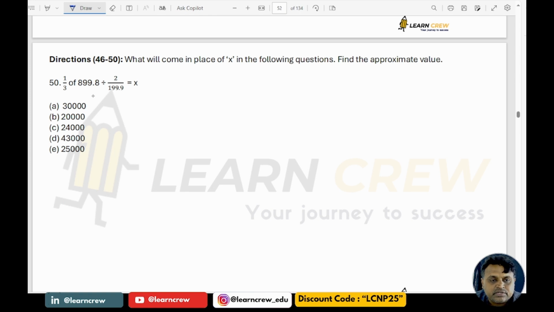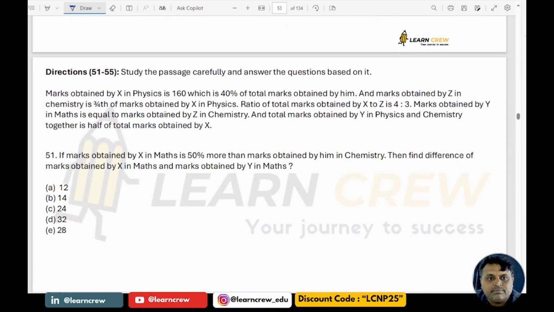Next, 1/3 of 900 is 300. 300 by 2, 150. So how much are you going to get? Therefore x is equal to 100. X is equal to 100 times 300, which is 30,000. So the answer is option A. Now question number 51 to 55.